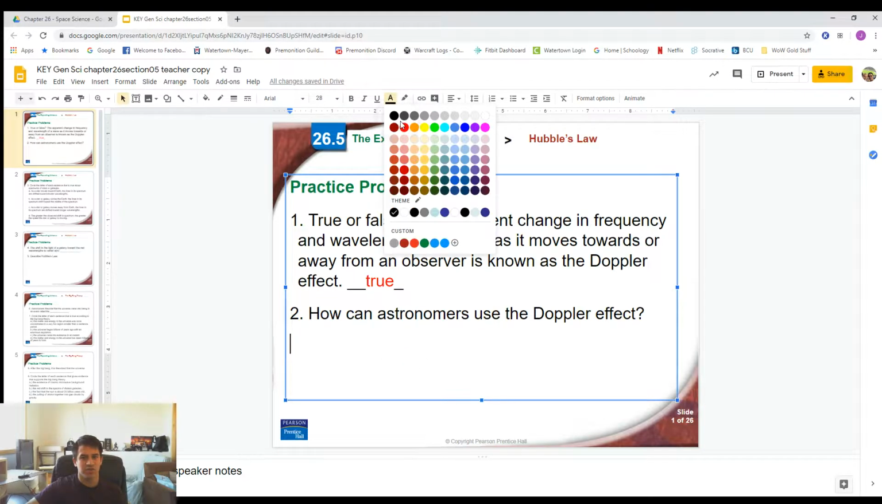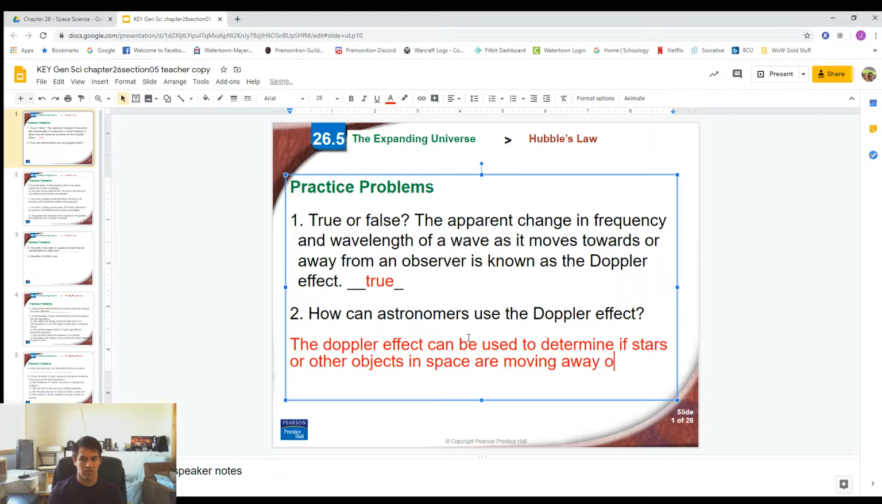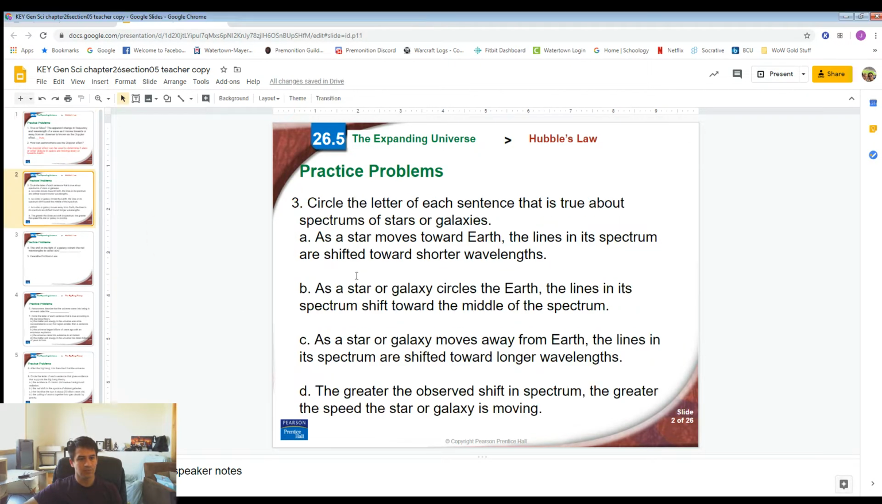How can astronomers use the Doppler effect? So the Doppler effect is used to determine if stars are moving towards Earth or away from Earth, because the wavelength will either be longer or shorter, depending on, again, if it's moving towards us or away from us. So we're going to put that down. The Doppler effect can be used to determine if stars or other objects in space are moving away or towards Earth.